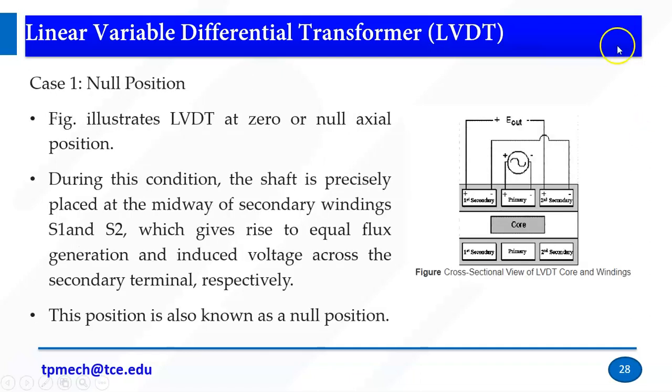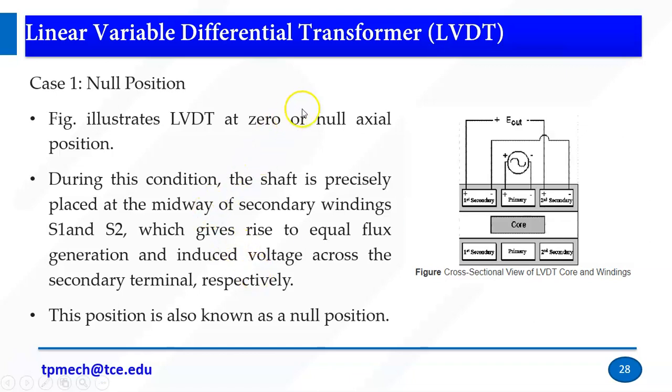From this image, you can easily see that this is our core, right? As I said, we supply the primary winding, and then we have two secondary windings, first secondary and second secondary. Both are connected in series, right? If I give voltage to the primary, voltage is induced in the secondary windings through mutual induction. If the object in this hollow cylinder is at a central position, the mutual induction will be equal for the first secondary winding and the second secondary winding.